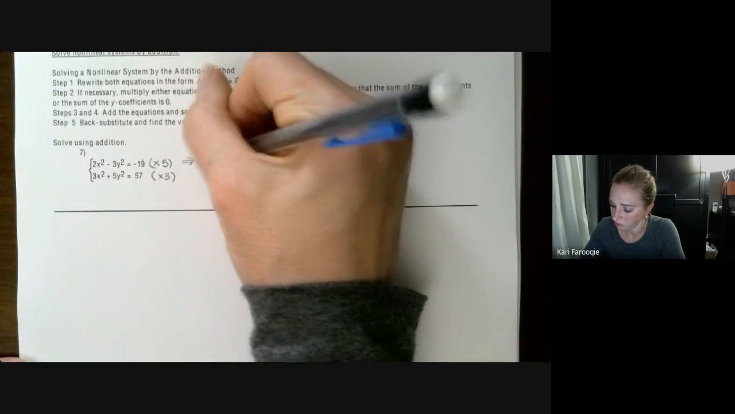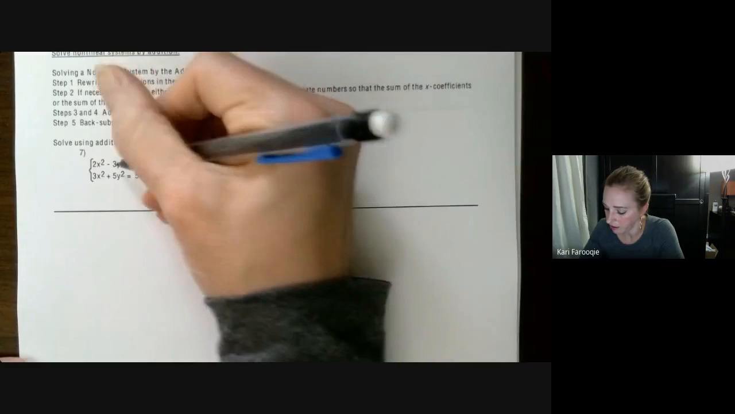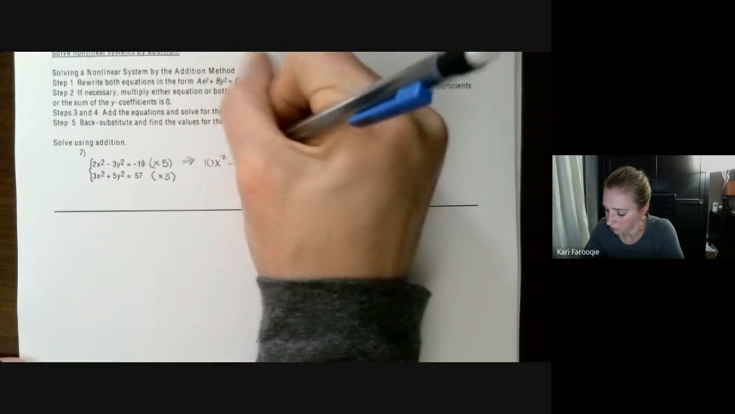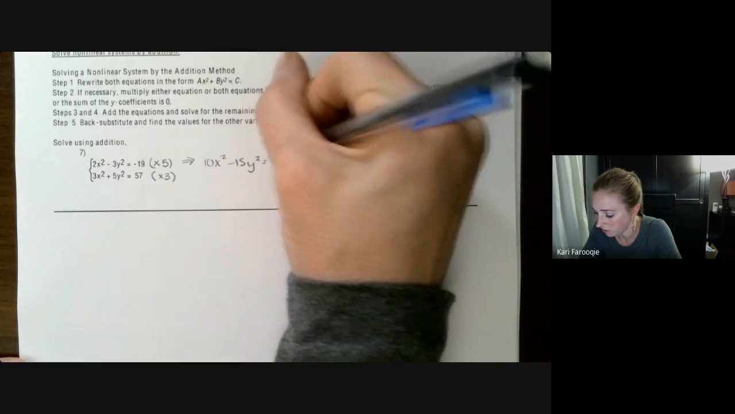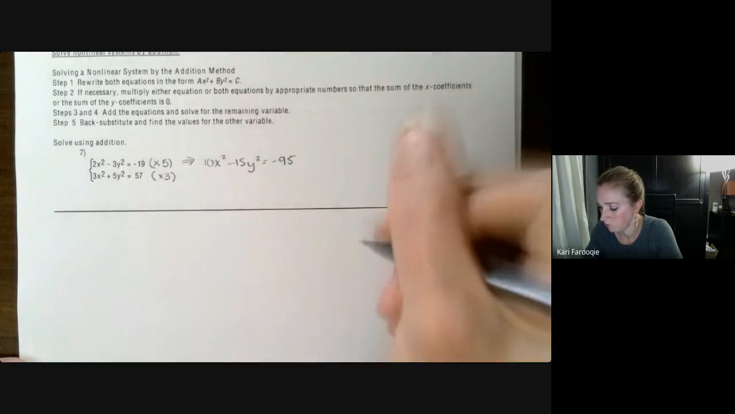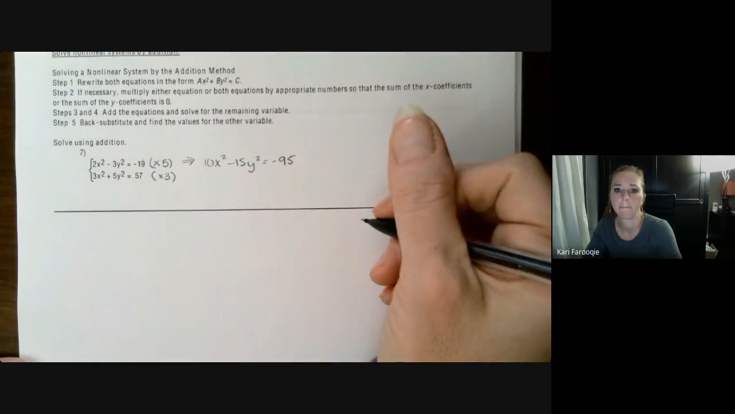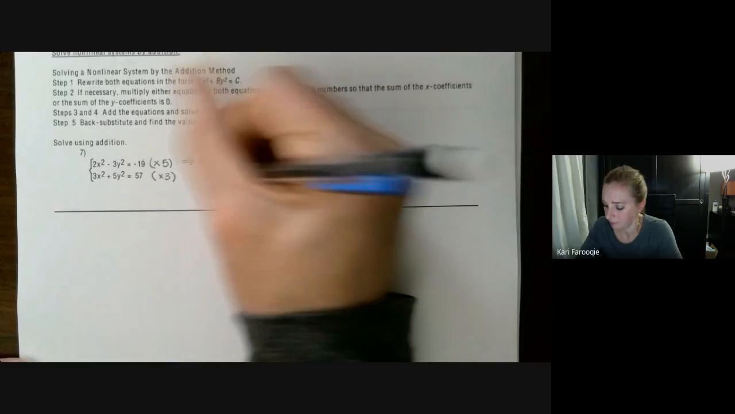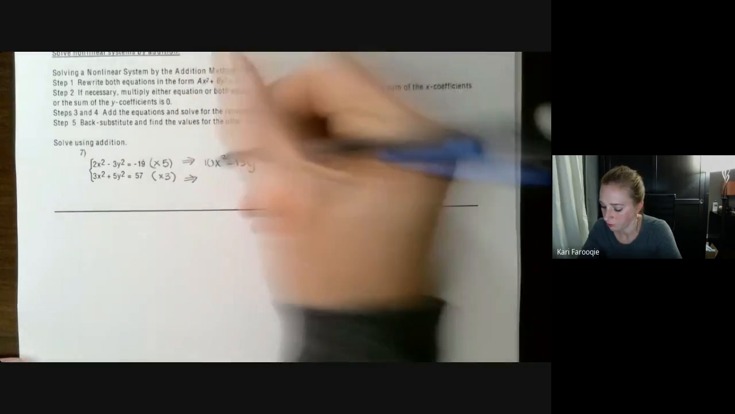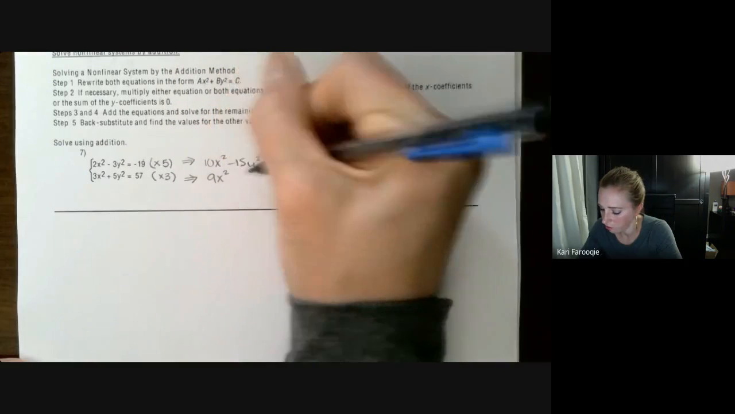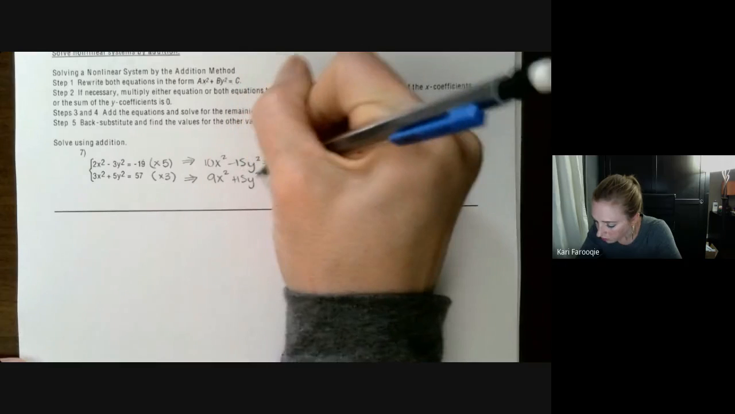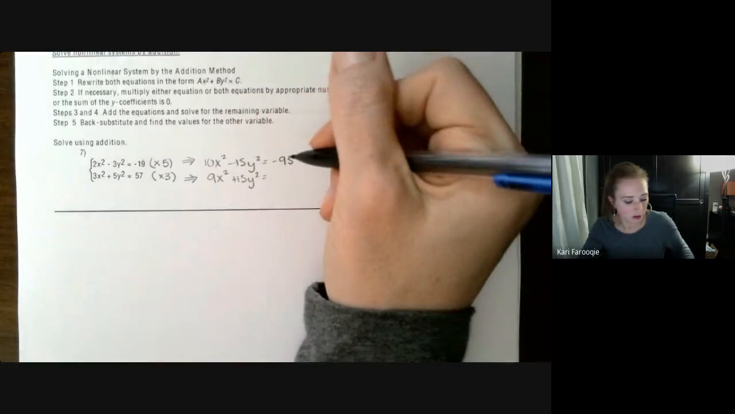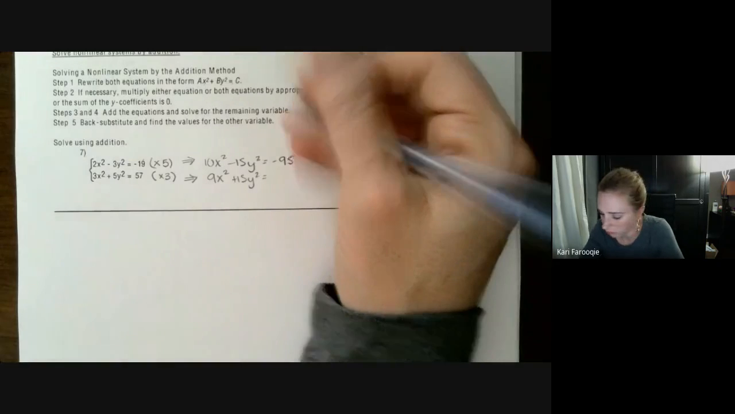So 2 times 5 is 10. -3 times 5 is -15. And then -19 times 5 is -95. And then for the second equation, you have 9x squared, multiplying by 3, so plus 15y squared equals, and then 57 times 3 is 171.